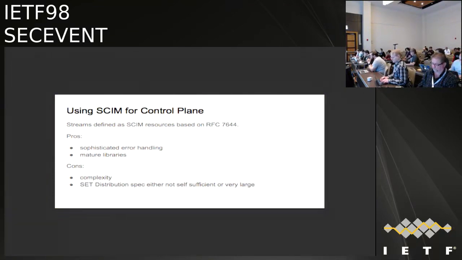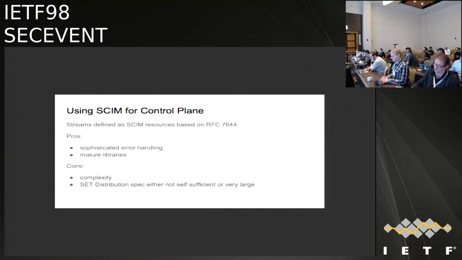Another issue that was discussed quite a bit was using SCIM for the control plane. At this point, I think we decided to use it, but there's still a little bit of back and forth. So we don't need to use all of SCIM. Streams are defined as SCIM resources, and then can have all kind of operations on them. So we get a lot of benefits by using SCIM. People thought about it quite a bit. We have libraries.